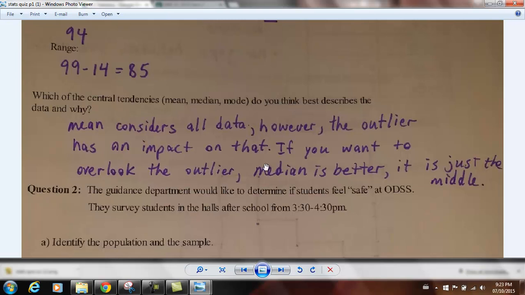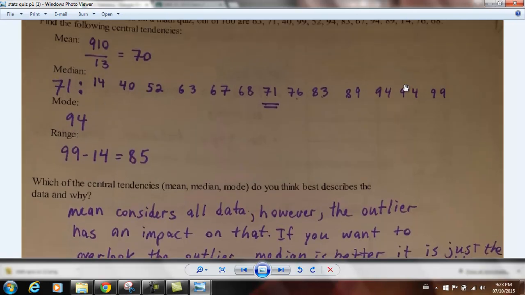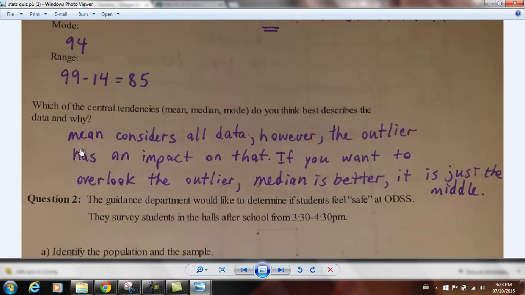Which central tendencies are the best? As we said, mode is really not that helpful here. It's just really a random number. It could have easily been a 93 and a 94. Mean considers all the data, so you can always make an argument for mean. The problem with that is the outlier. The outlier has an impact on the average.